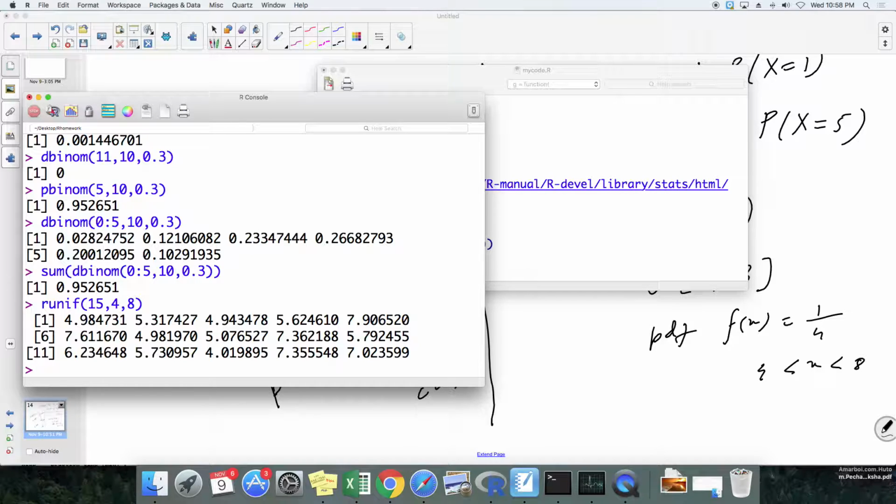So yeah, these are values between 4 and 8. Obviously, it cannot be outside, as we expect, and there are 15 of them. Oh, by the way, if we do dunif, that means we want to find the PDF. We know the PDF is 1 by 4, so 0.25. Suppose we want to find the PDF at 4.3, which lies between 4 and 8.